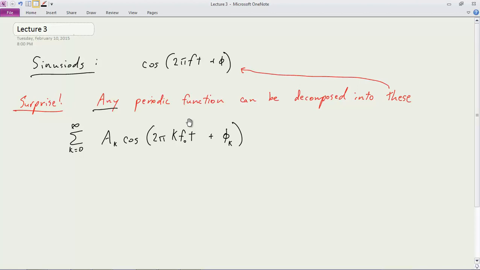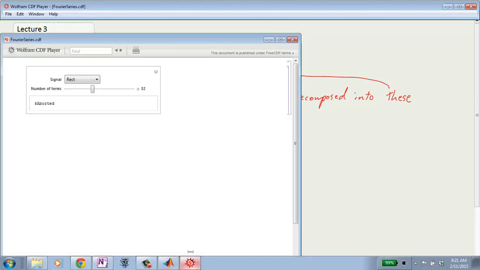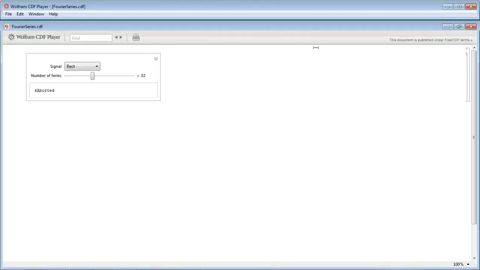I think it's best to start with an example here. So let's pull open a little demo of what I mean. A student in this class several years ago made this for me in Mathematica. And what it's going to do is allow us to pick a function, a signal of any shape we want.